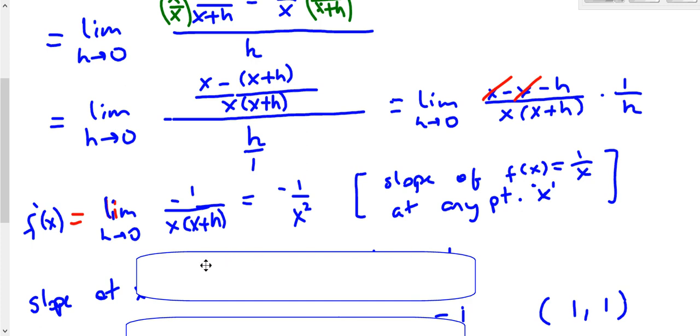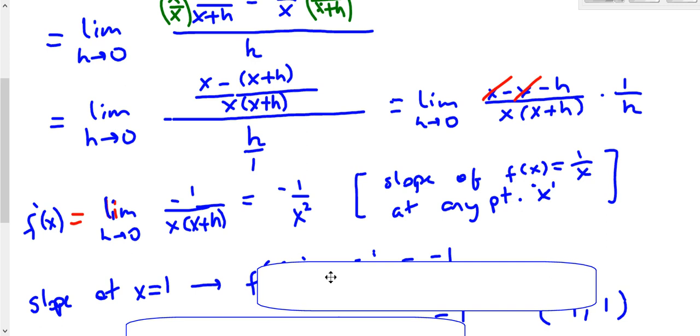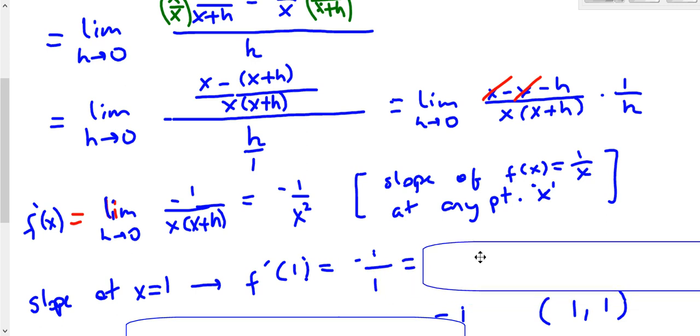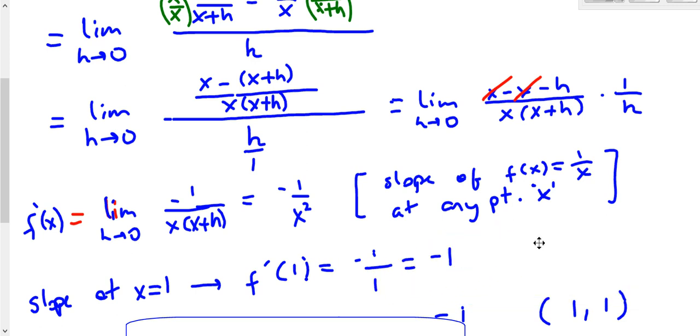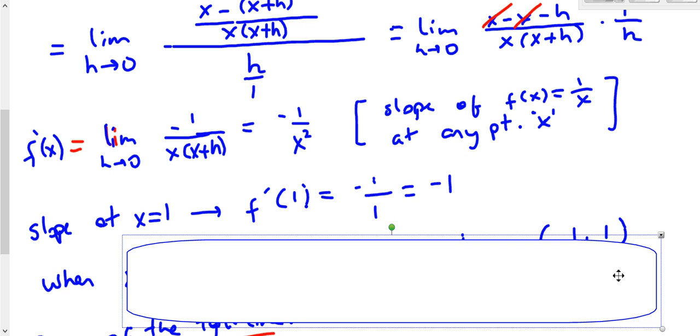I didn't ask this at first, but what if I want to know the slope of the original function at x equals 1? All you would have to do is plug in a 1 into this answer, which will be negative 1 over 1 squared. That's negative 1. And of course, we can also ask the equation of the tangent line, but for this question, I didn't ask that, so I'm just going to stop the question here.